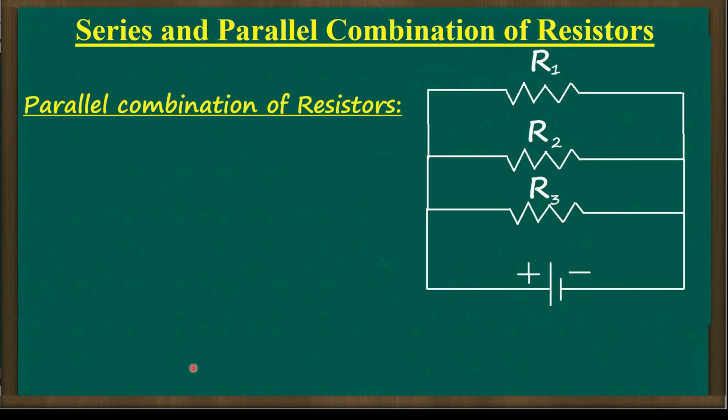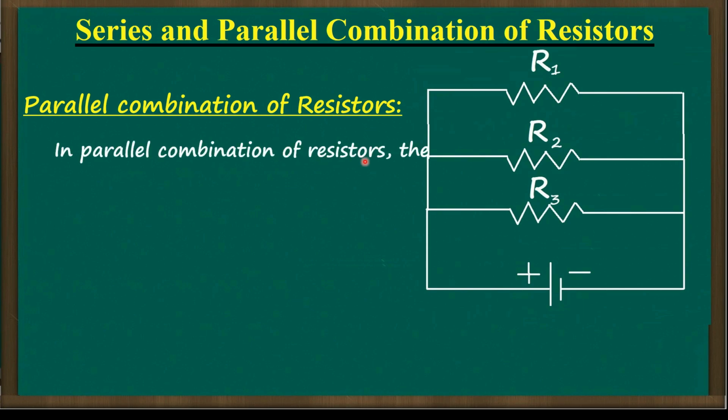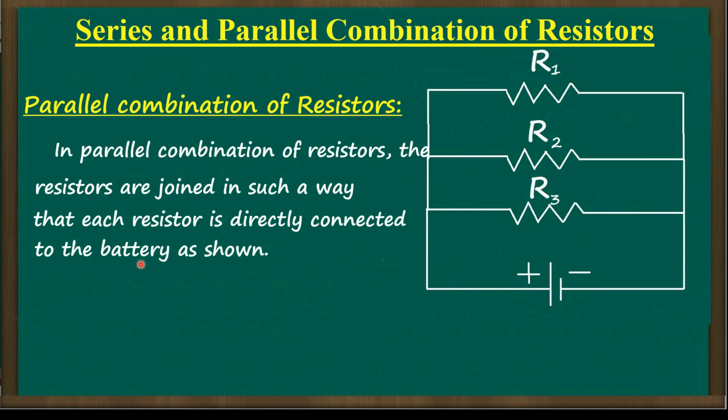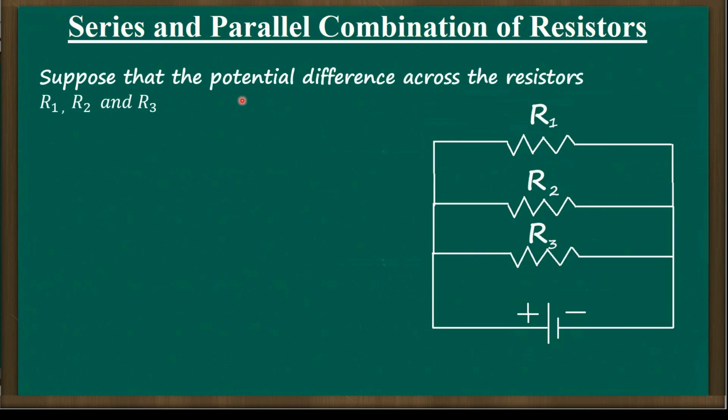Now we will discuss the parallel combination of resistors. In parallel combination of resistors, the resistors are joined in such a way that each resistor is directly connected to the battery as shown. Suppose that the potential difference across the resistors R1, R2 and R3 is V1, V2 and V3 respectively.